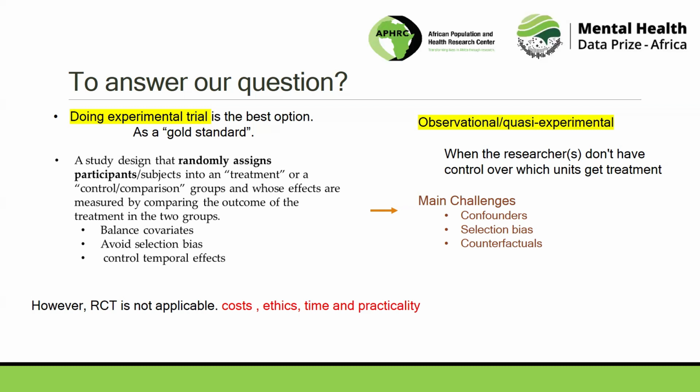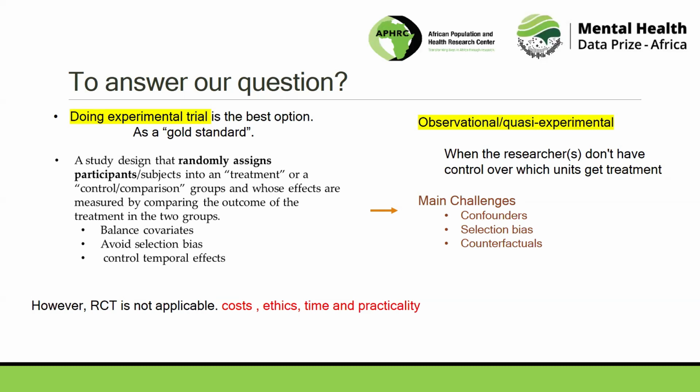But RCTs may not be applicable or practical because of cost. It is really resource intensive. Because of ethics, it is difficult to conduct some RCTs. For example, if you want to estimate the effect of smoking during pregnancy on birth outcome, it's really unethical to randomly assign pregnant women to smoke or not to smoke. That is unethical because we know that smoking has an effect on lung disease or lung cancer.